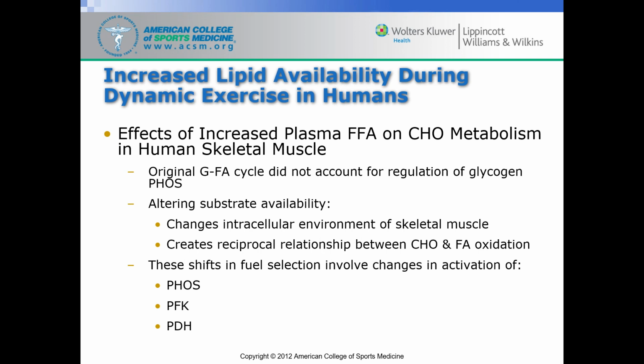So we have altering substrate availability, and changes in the intracellular environment of the skeletal muscle affect oxidation, because it's like real estate: location, location, location. You're going to burn what's most available, what's nearest to the mitochondria if you are aerobic. So it can create a reciprocal relationship between carbohydrate and fat oxidation. If you have a lot of carbohydrate readily available right next to the mitochondria, that's probably what you're going to be burning. And if you start changing to have a lot more fat nearby, you're going to switch to burning fat.